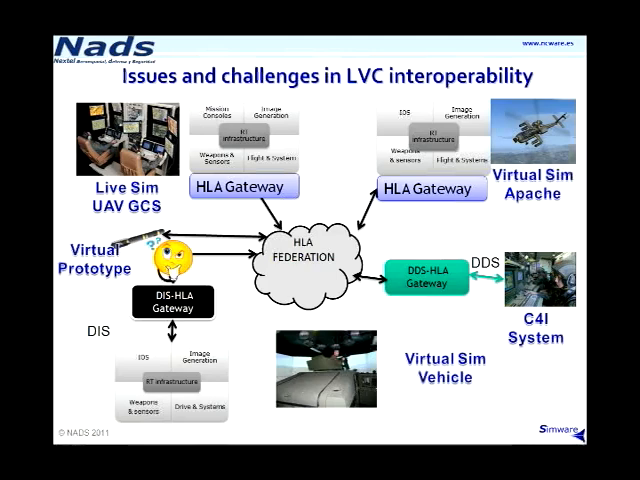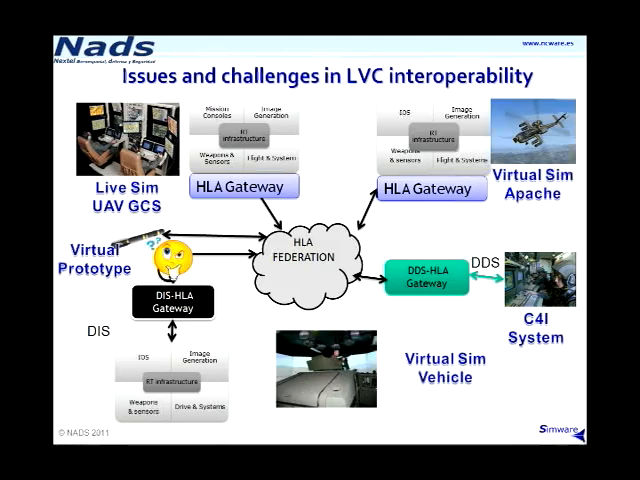The new requirements are very challenging. We want to use this federation not only for training but also for experimenting with new systems. For example, we want to test a new version of a Hellfire missile in a virtual environment before we even build a prototype. Therefore, we want to integrate a virtual prototype of the new missile in our federation. How can we do it?